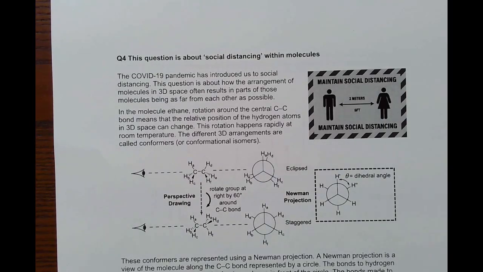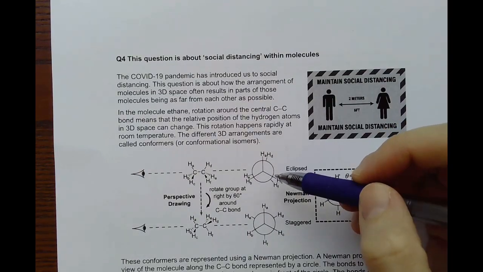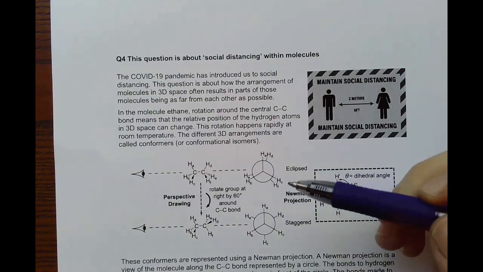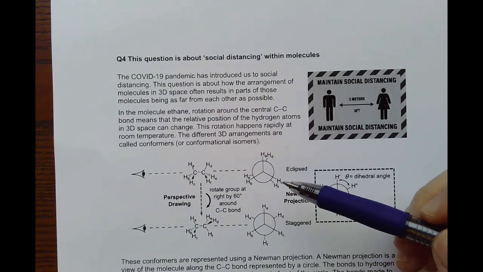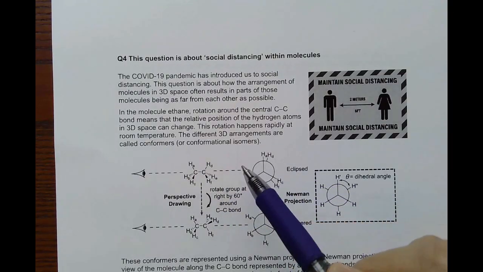This is 2021 question number 4. The main idea behind this question is going to revolve around these Newman projections. If you're not familiar with these Newman projections, it's probably something you want to read about before attempting the question, or you need to look very carefully at these diagrams.